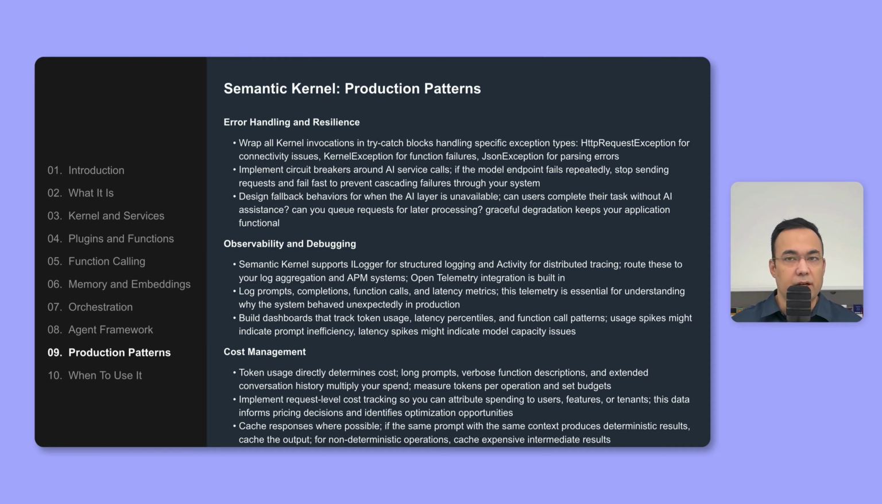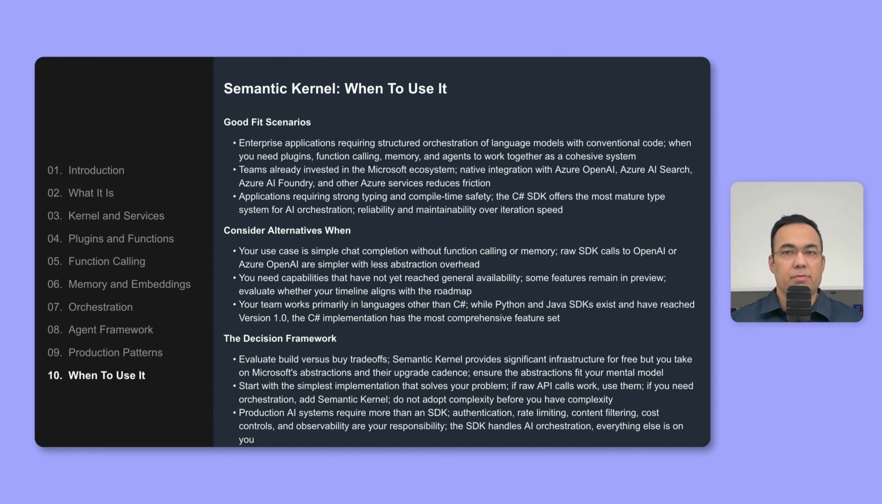Now let's wrap up the guidance on when to use Semantic Kernel and when you might consider the alternatives. Semantic Kernel is a good fit for enterprise applications that require structured orchestration of language models with conventional code. If you need plugins, function calling, memory, and agents to work together as a cohesive system, Semantic Kernel provides that integration out of the box.